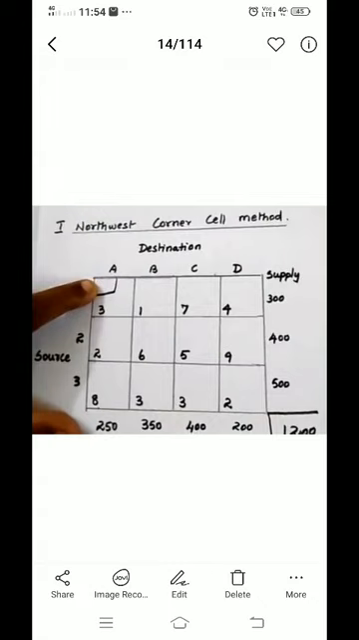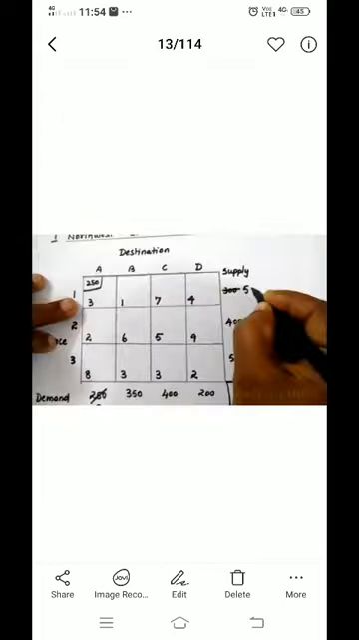Our problem starts from this end. Here I need to cross verify and check which is the smaller number, whether the demand is the smaller number or the supply is the smaller number. By identifying that value, I need to put that smaller number into that box. Here 250 is the smaller number, so I will write 250 here.